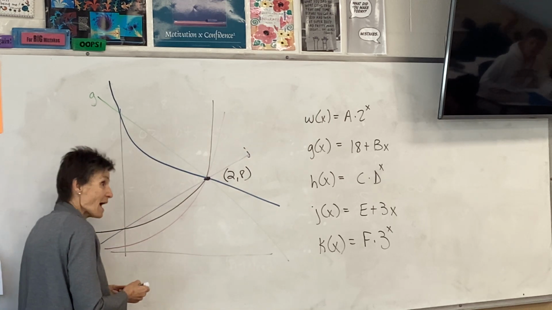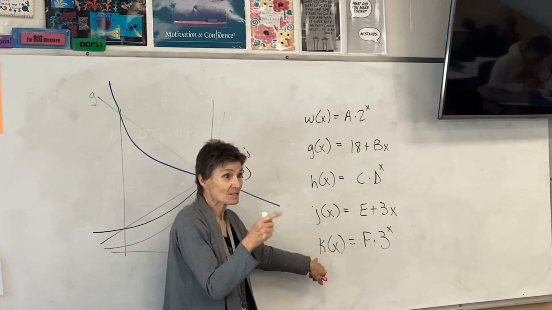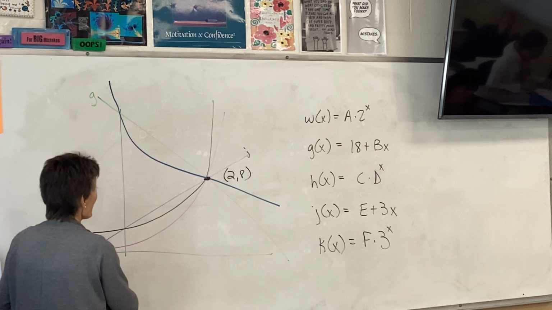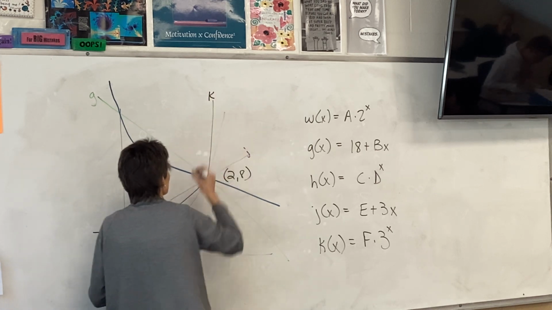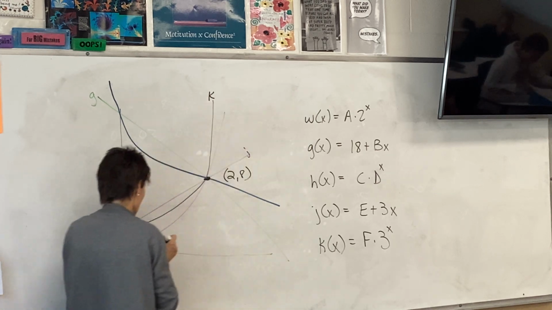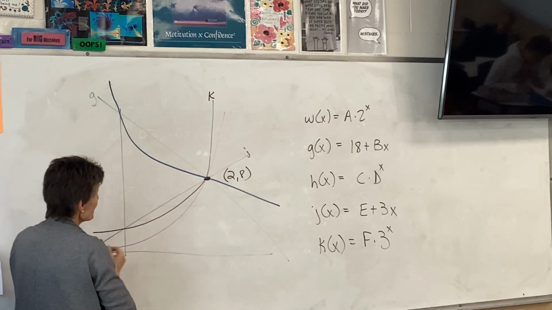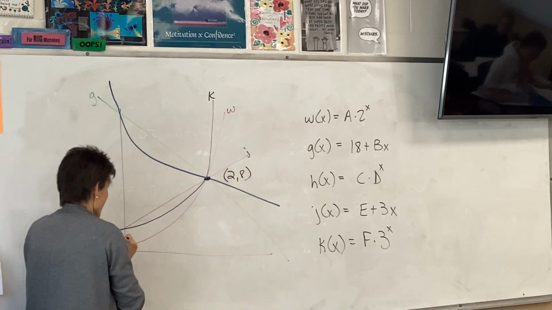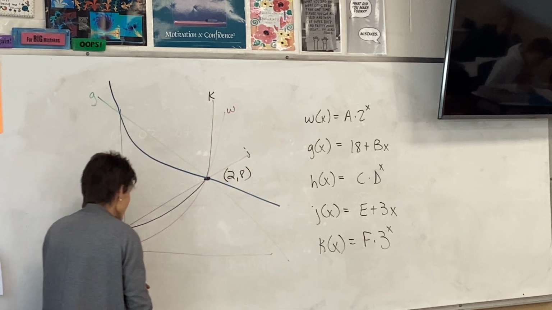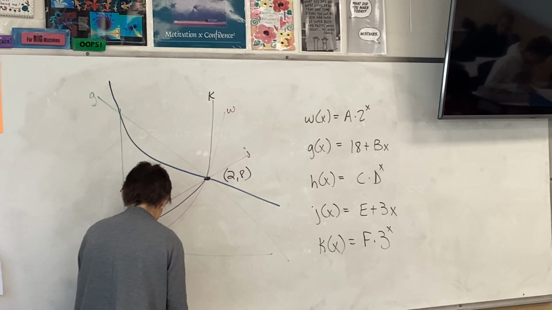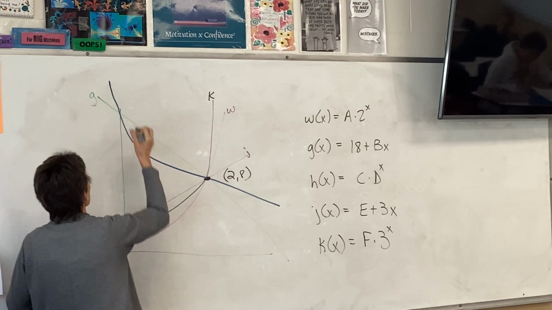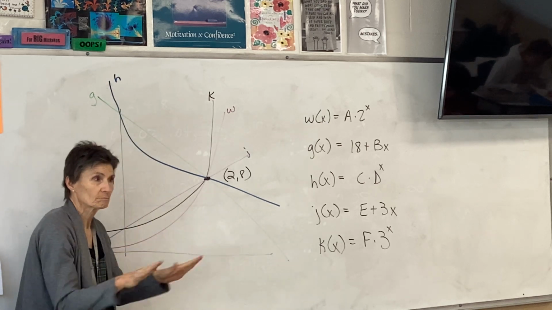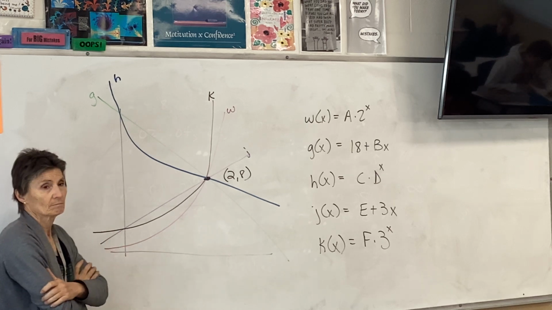Which one's increasing faster? 3 is going to go up faster than 2 is, right? Timesing by 3 is more than timesing by 2. So black must be K, because it's getting bigger faster, and pink must be W. And by process of elimination, that leaves blue as H. So let's stop right there with everybody. Does that logic make sense to everybody?